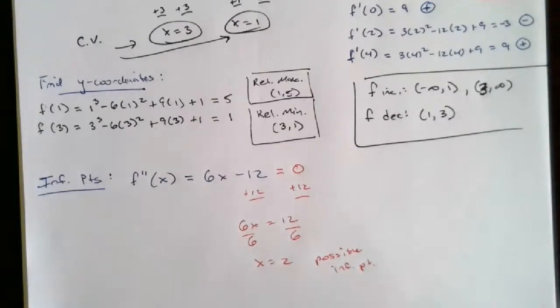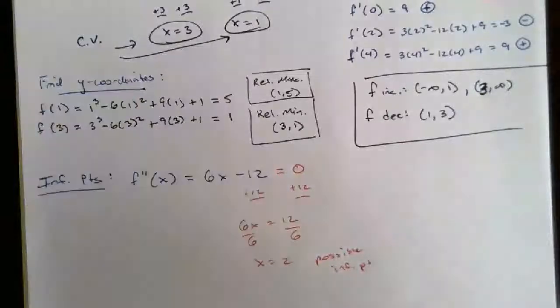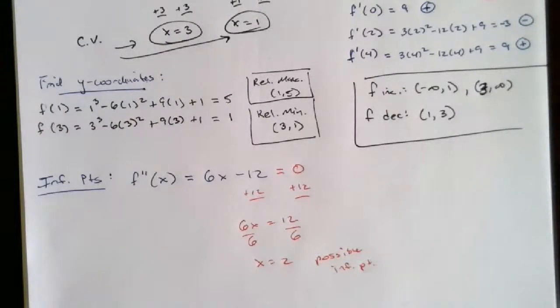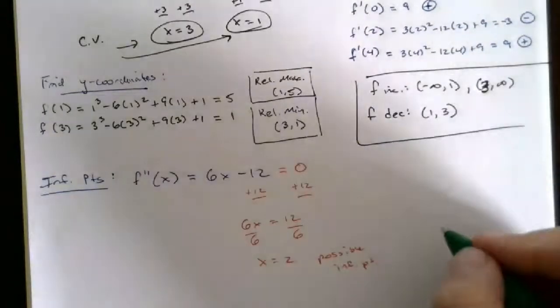Well, how do you determine that? Similar to what we did with the first derivative test, you make a number line for f double prime. Now, this is not called the second derivative test. Second derivative test is something you use to determine maxes and mins. This is just how we determine inflection points.